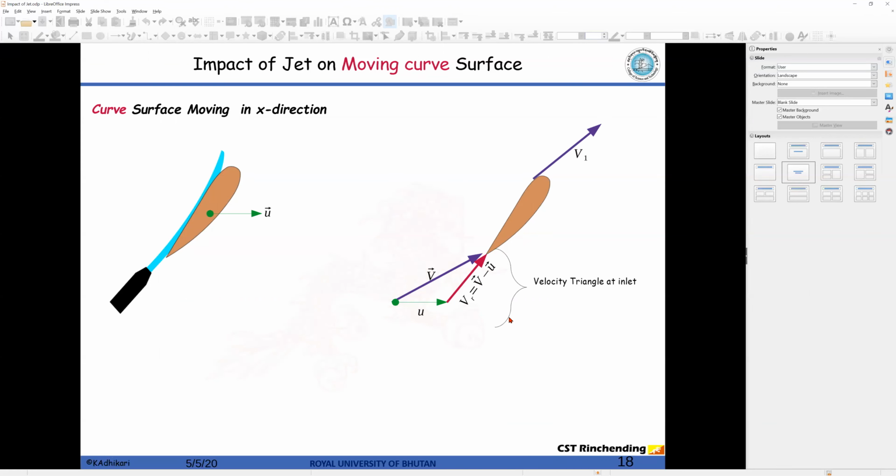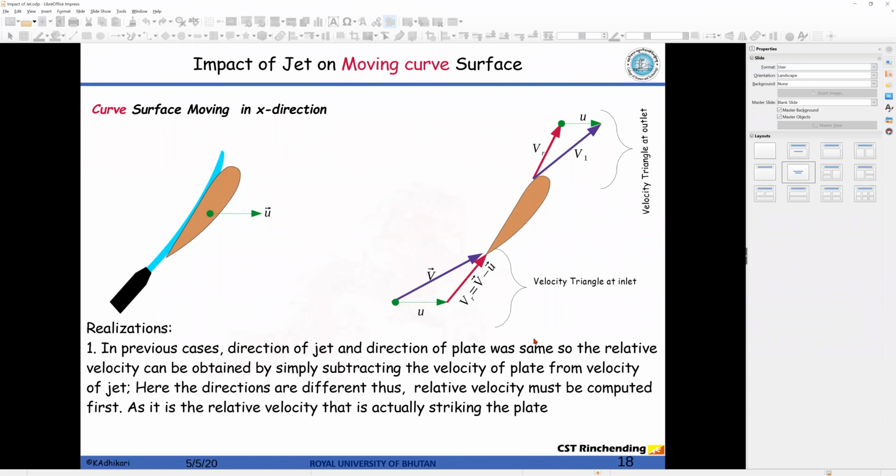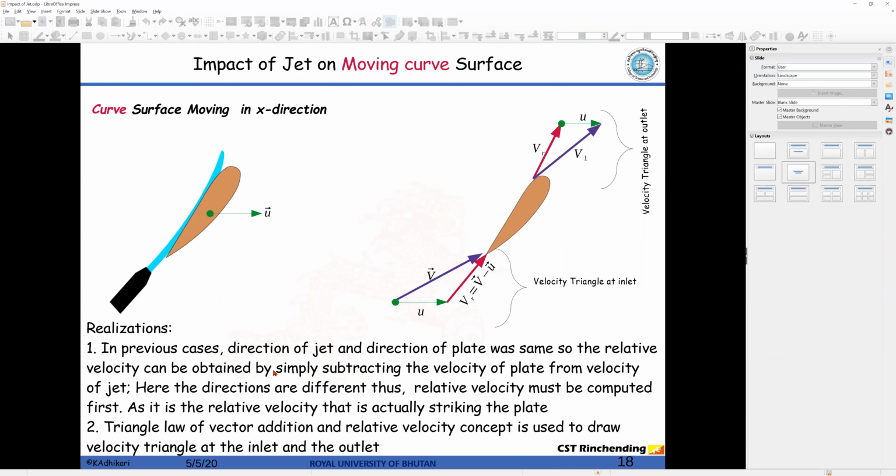Similarly, we can construct the velocity triangle at outlet. Let's say v1 is the absolute velocity with which the water is moving out of the vane, and this is the velocity of the vane. If you connect these two top points, you get the relative velocity, and this is the velocity triangle at outlet. I have used the triangular law of vector addition and the relative velocity concept to construct the inlet and outlet velocity triangles. I have also written it down here for your future reference.